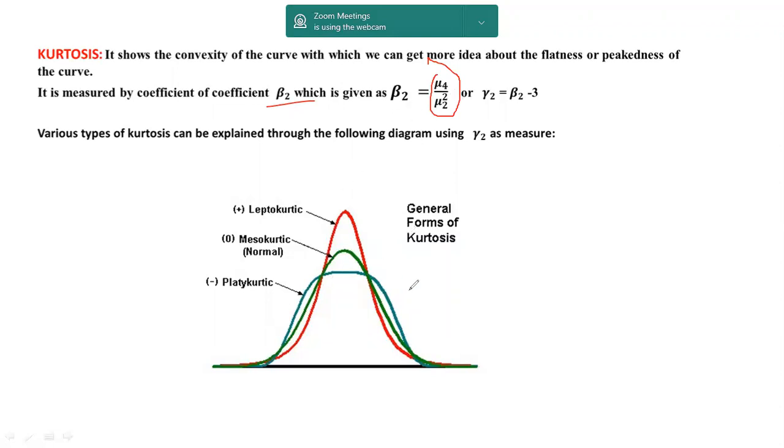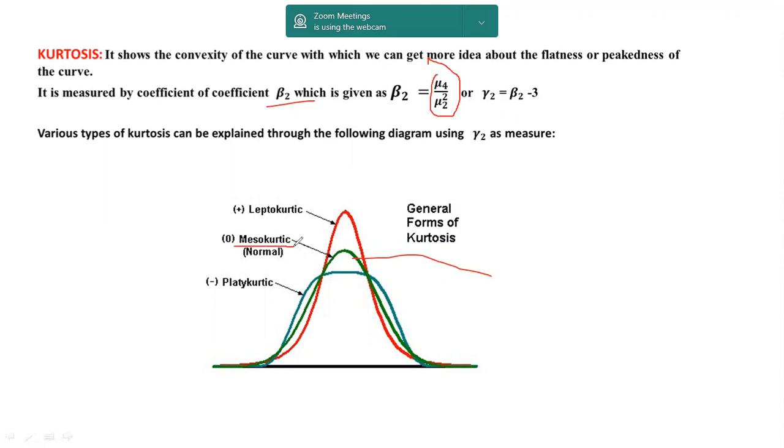If you see here, the green curve is the symmetric one. It is the normal one, where mean, median, mode all are the same. So we say that is symmetrical, and in terms of kurtosis we call it mesokurtic.